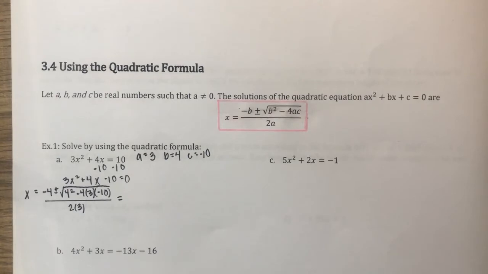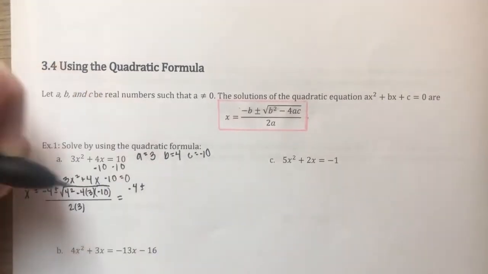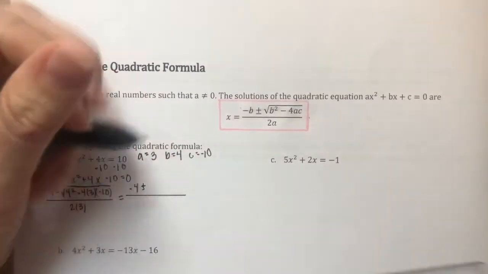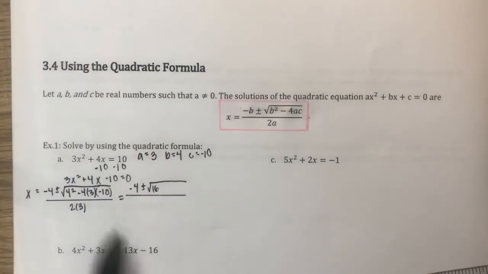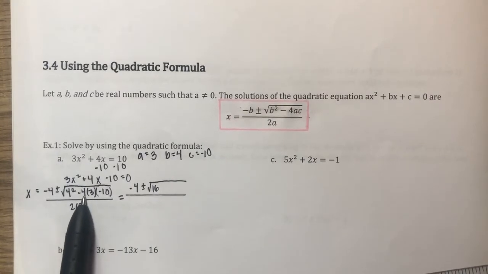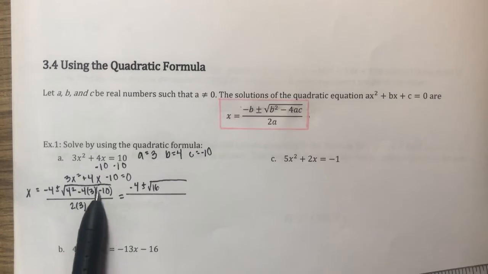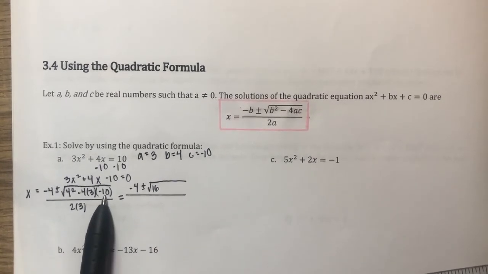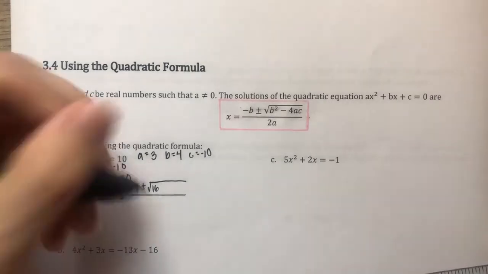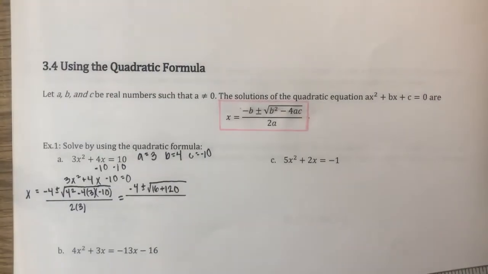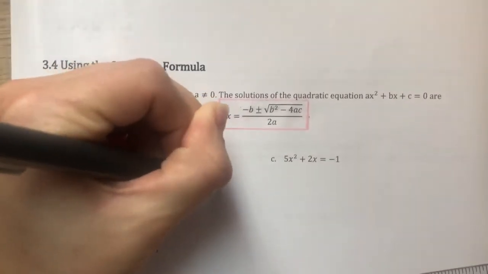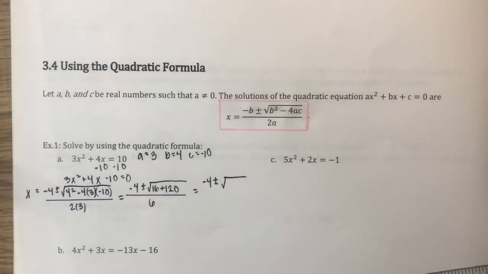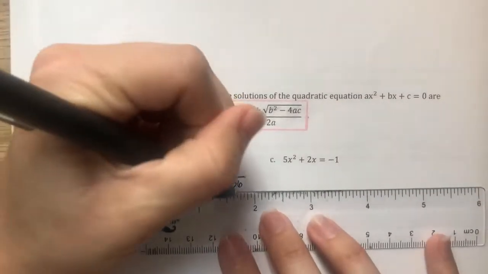So you want to start by simplifying what's inside the radical first. So negative 4 plus or minus the square root of 4 squared, so 16, and then minus 4ac. So 4 times 3 is 12, times negative 10 is negative 120. So this is like minus negative 120, so it turns into plus 120. And then over 2 times 3, so over 6. We can add inside the radical, so equals negative 4 plus or minus the square root of 16 plus 120, so 136, over 6.